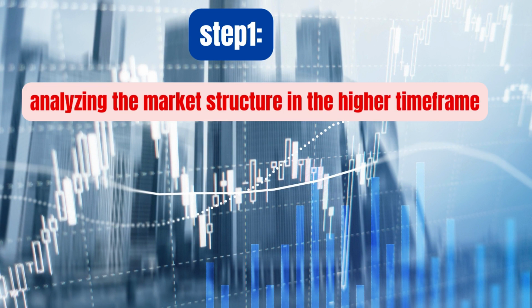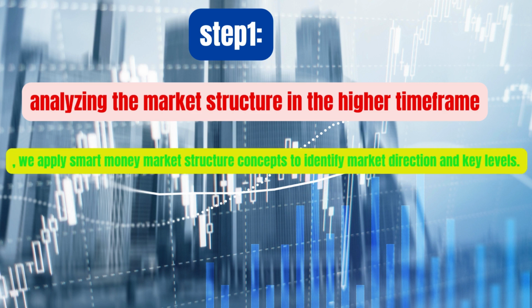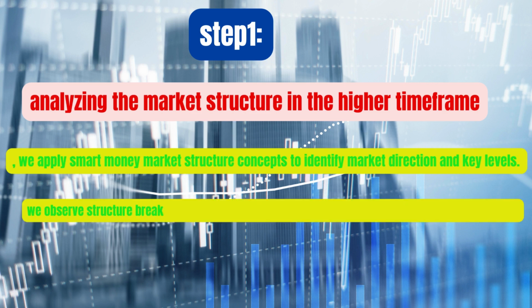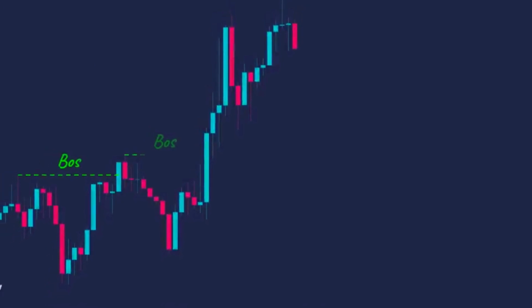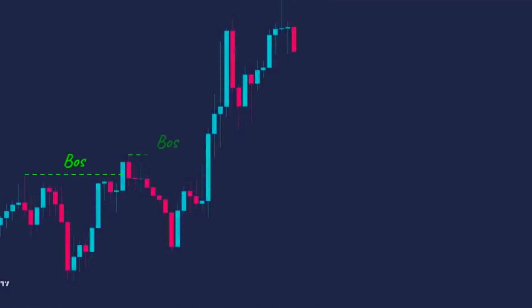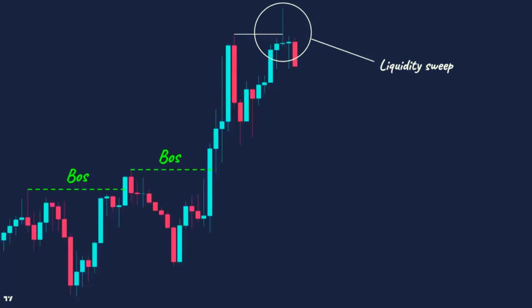In this general analysis, we apply smart money market structure concepts to identify market direction and key levels. To identify the direction, we observe structure breaks, character changes, and reversal liquidity sweep patterns on the chart. For instance, on the candlestick chart, we see multiple upside structure breaks, indicating a bullish direction. Then, a reversal liquidity sweep pattern above the previous high suggests a potential reversal.